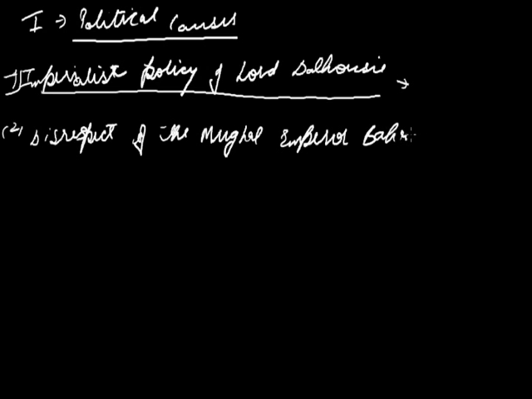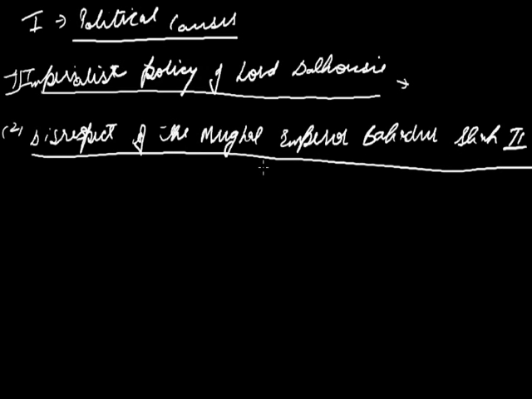Bahadur Shah, or you can say Bahadur Shah II or Bahadur Shah Zafar. He was the last Mughal emperor. The Mughal emperors ran from Babur till Bahadur Shah II.